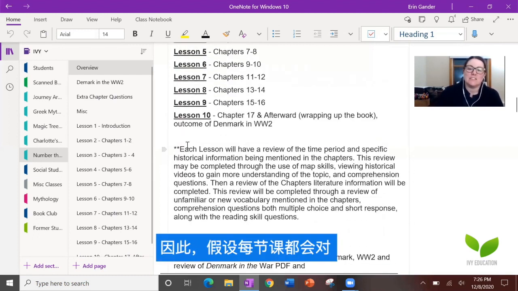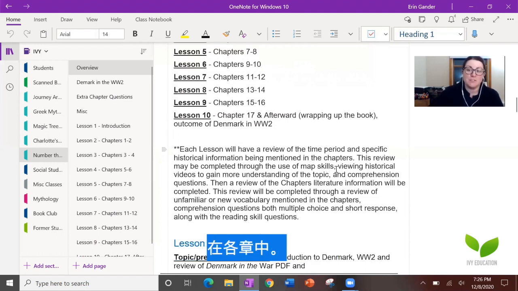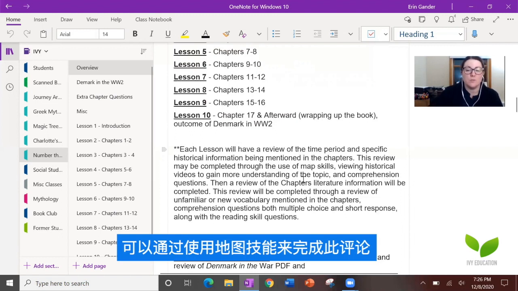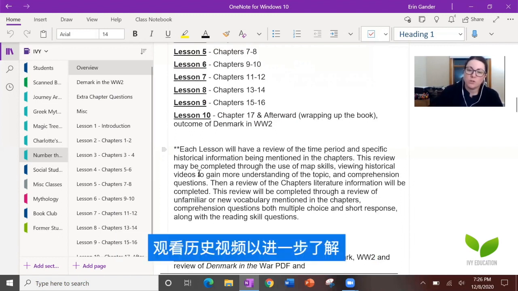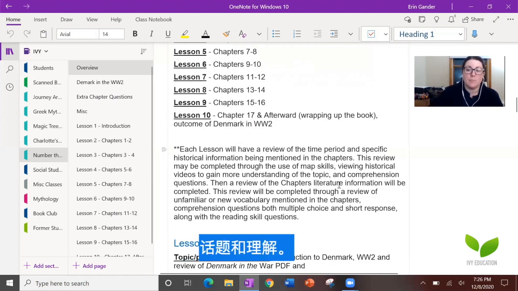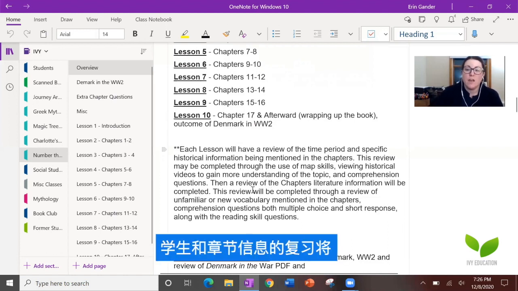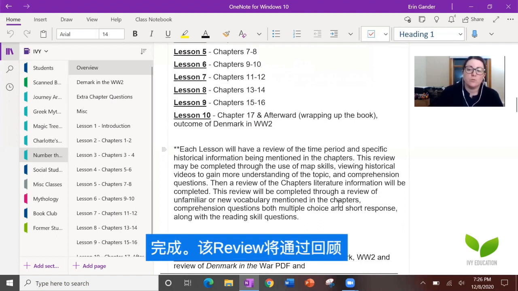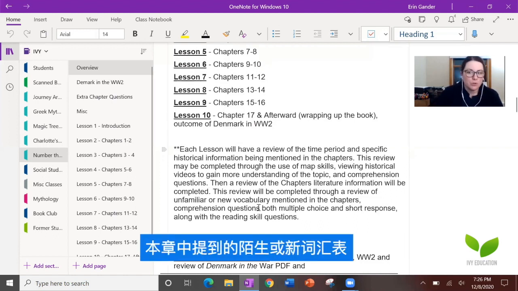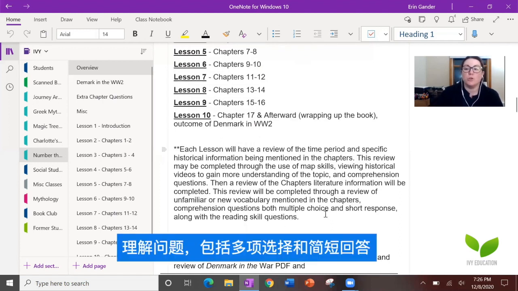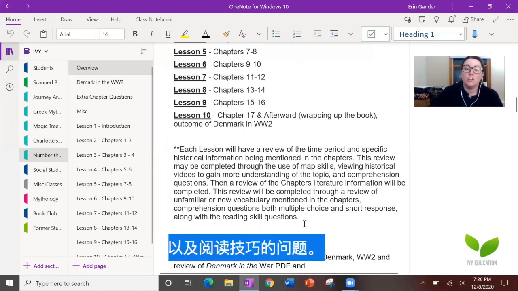Okay. So let's see, each lesson will have a review of the time period, specific historical information being mentioned in the chapters. This review may be completed through the use of map skills, viewing historical videos to gain more understanding of the topic, and comprehension questions. Then a review of the chapter's information will be completed. This review will be completed through a review of unfamiliar or new vocabulary mentioned in the chapters, comprehension questions, both multiple choice and short response, along with reading skill questions.